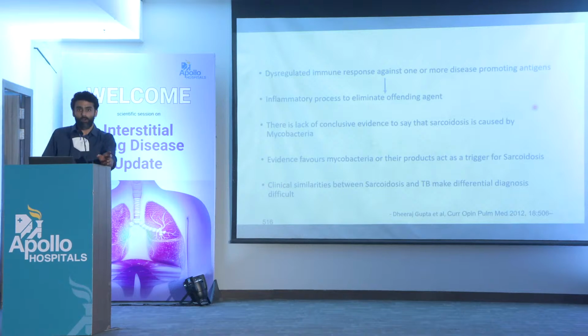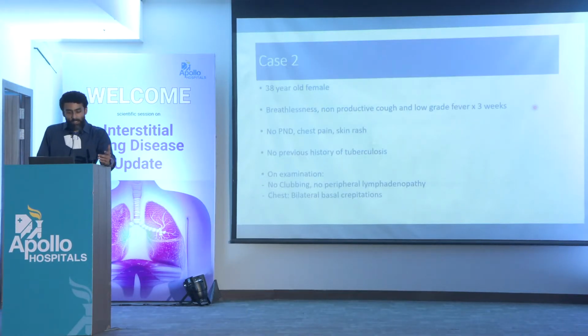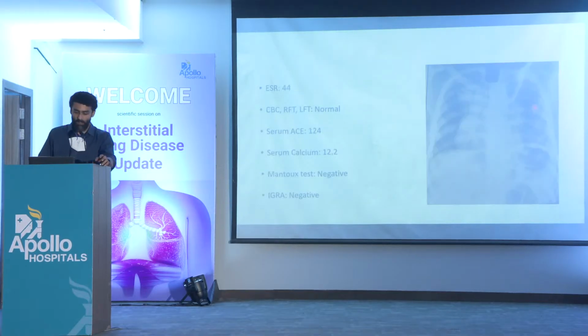Now, first, we saw a young female with fever, fatigue, and mediastinal lymphadenopathy. So now we'll see a second case of a 38-year-old female who presented with breathlessness, non-productive cough, and low-grade fever. There was no past history of TB. The general physical examination was unremarkable. So this is the X-ray, which shows left lower lobe opacity, right upper lobe opacity, and multiple enlarged lymph nodes.